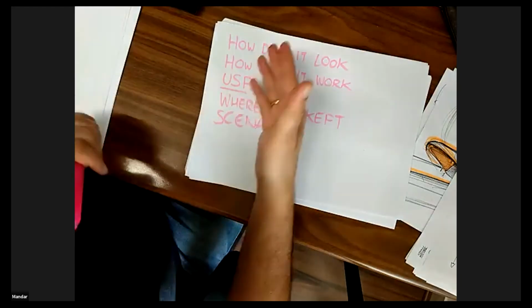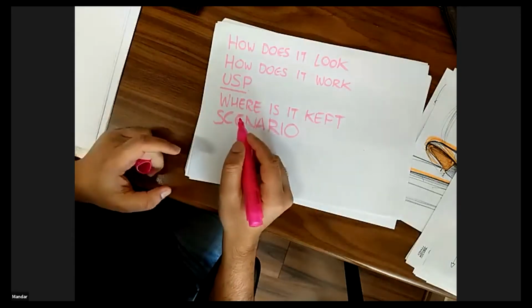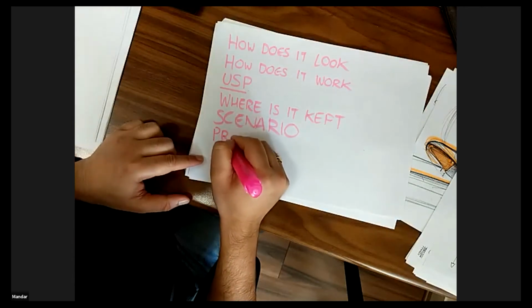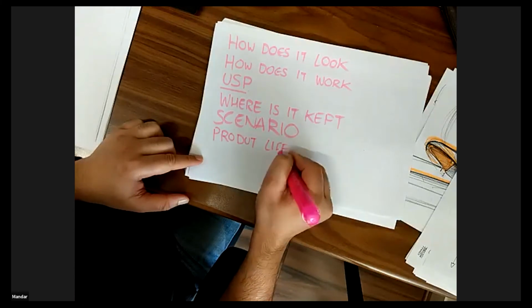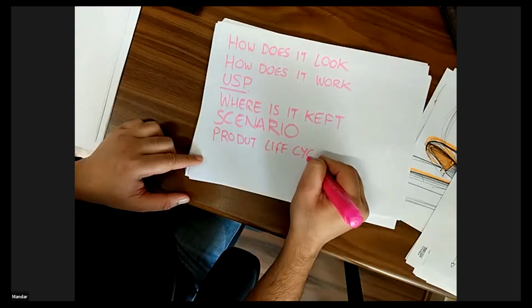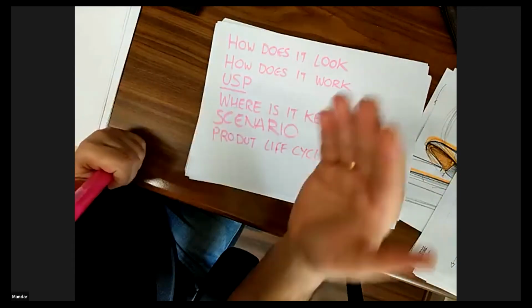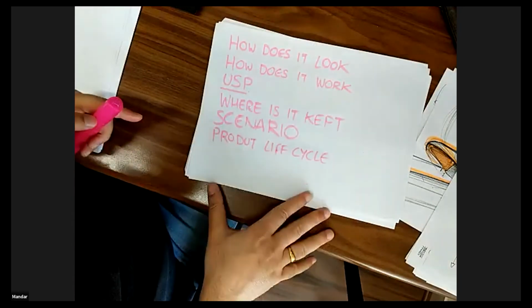So let's say these are a few big ones. How will it be disposed? Okay, yes. So we can say product life cycle. So right from how it will be made, how it will be used, how it will be disposed, sustainability, all of it. And you could add many more to it.